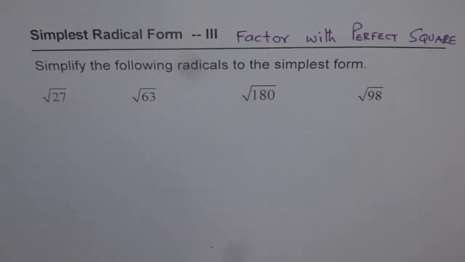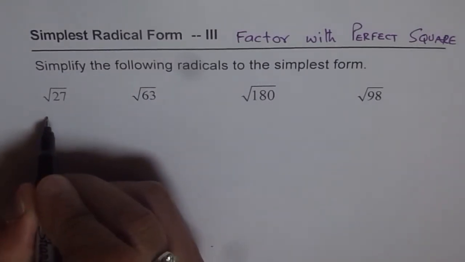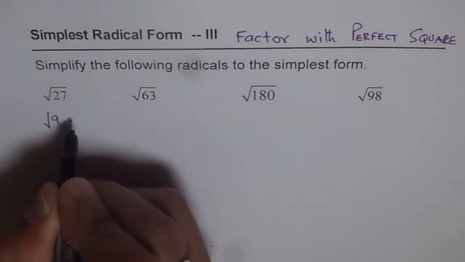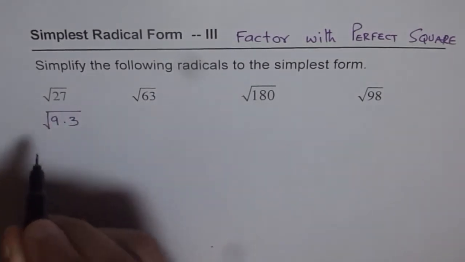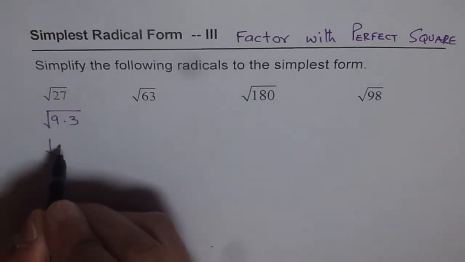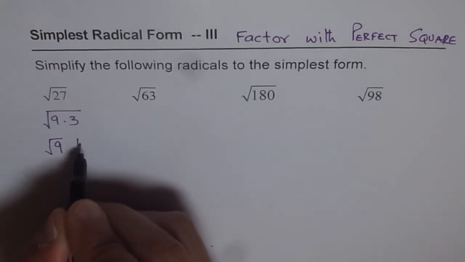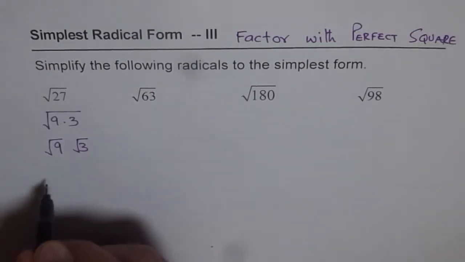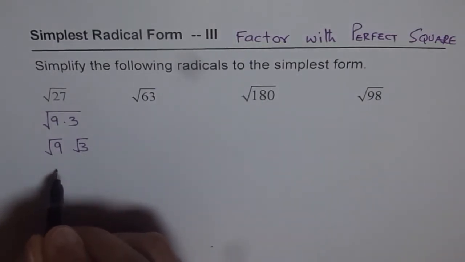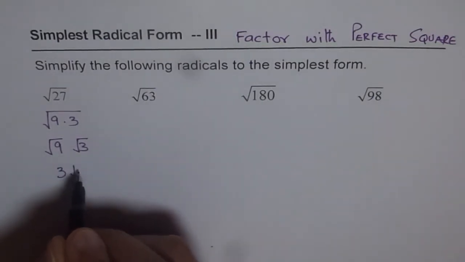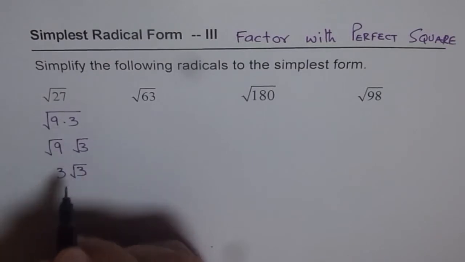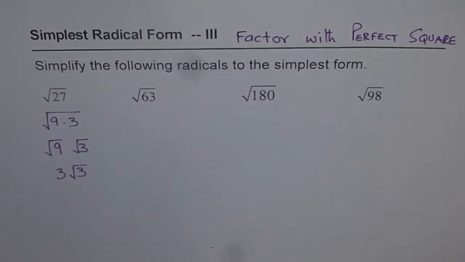So 27 is what? 9 times 3, right? And 9 is a perfect square. So we get 27 as square root of 9 times 3. Now 9 is a perfect square. You can write this as square root of 9 times square root of 3. And square root of 9, as you know, is 3. So we can write this as 3 square root of 3. So that is the simplest form of square root of 27, right?